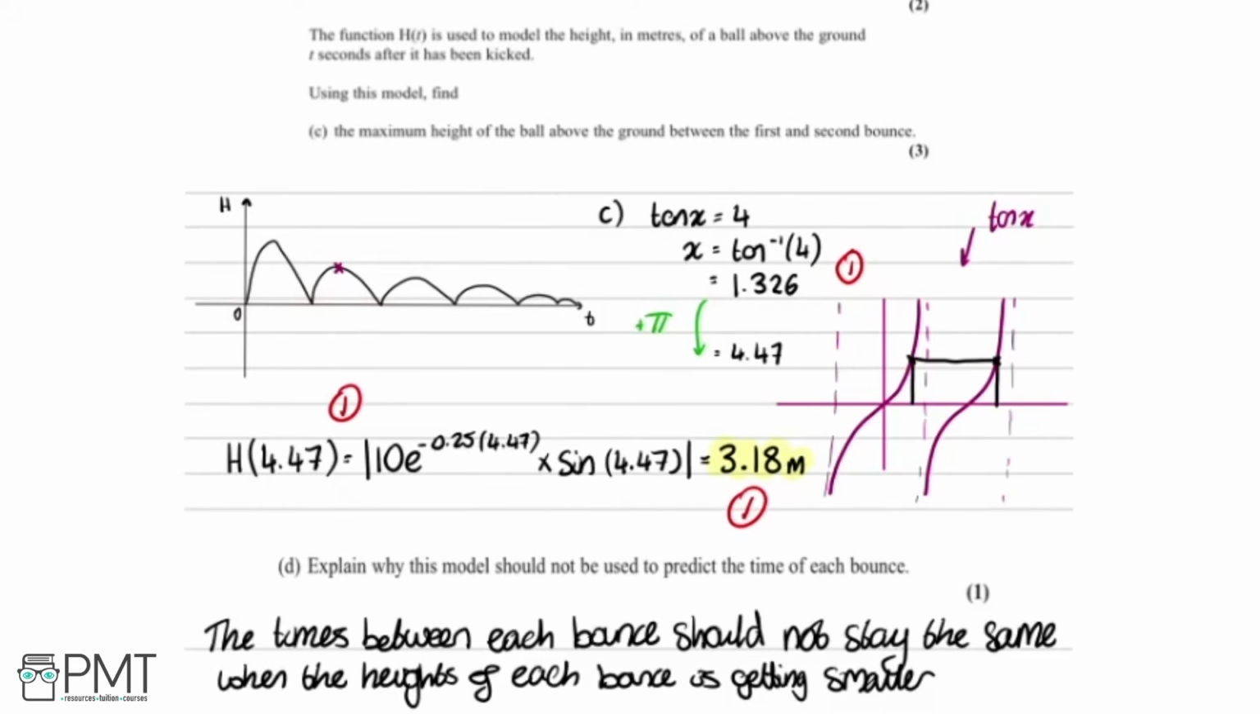I haven't drawn it very well here, so it doesn't really show it. However, in the model, the times between each one will be the same. However, in reality, they'll get shorter and shorter the more the ball bounces. So we just get 1 mark for this statement here.